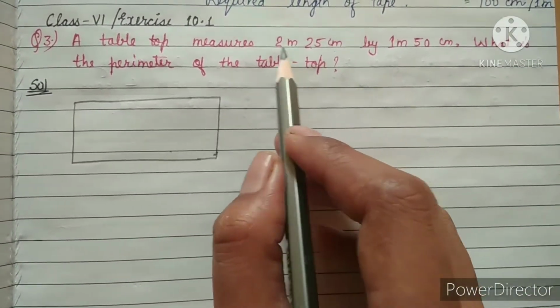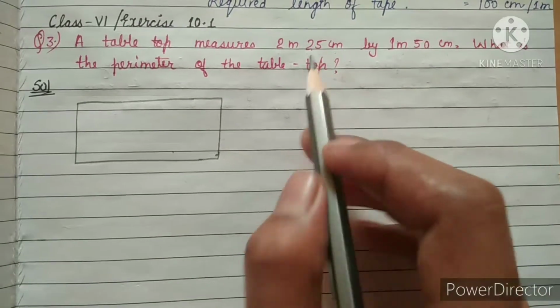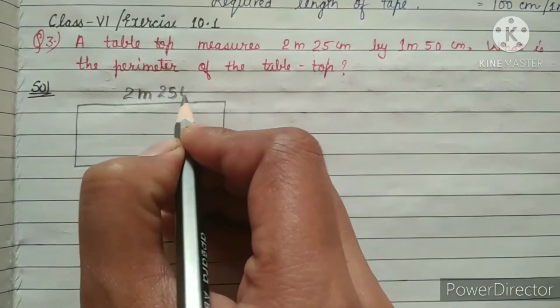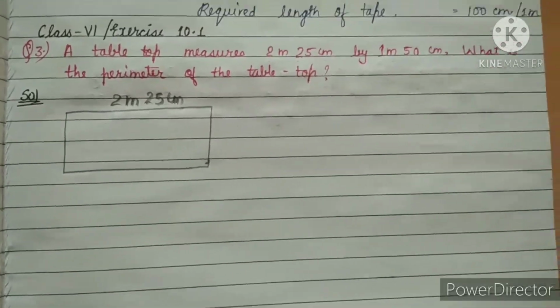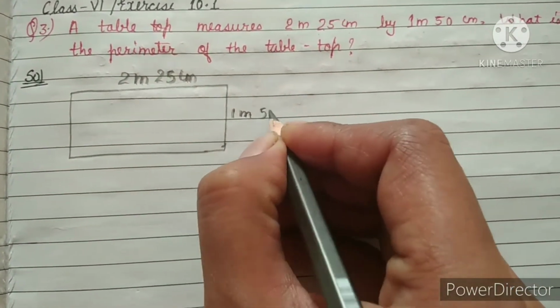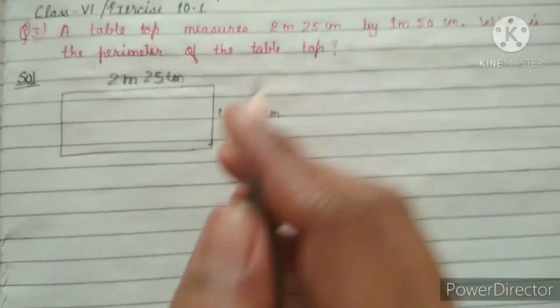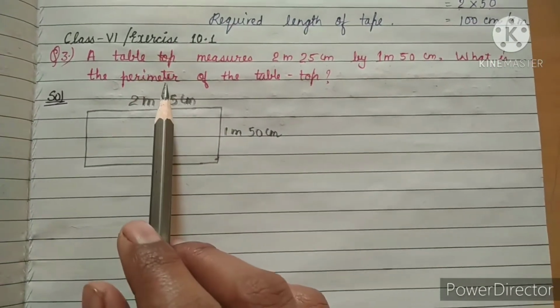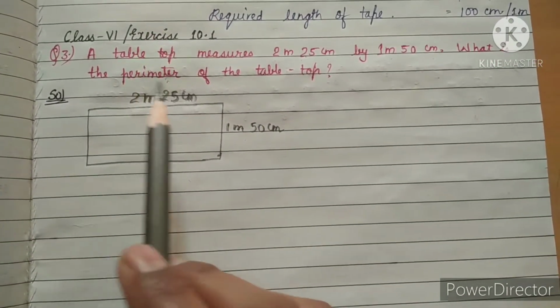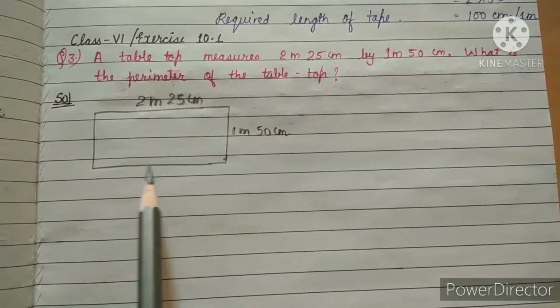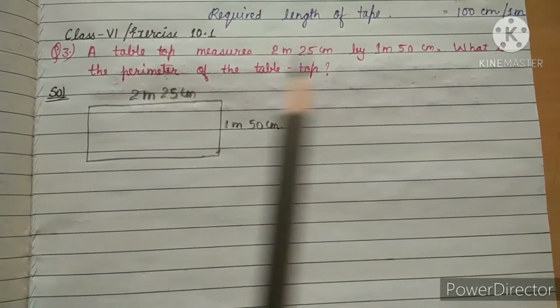So this 2 meter is greater than 1 meter, so this 2 meter will be the length. So 2 meter 25 centimeter, and breadth will be 1 meter 50 centimeter. You can see we have length and breadth both of the tabletop. So we have to find the perimeter, the whole perimeter of the tabletop.